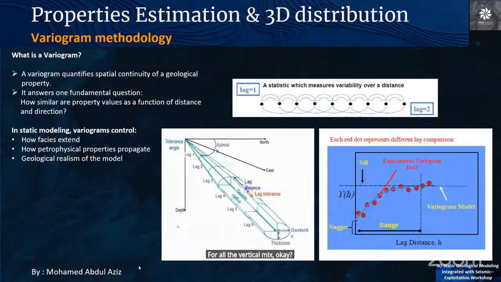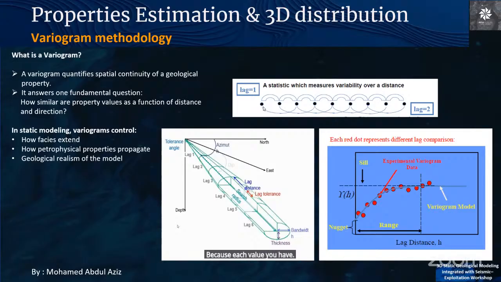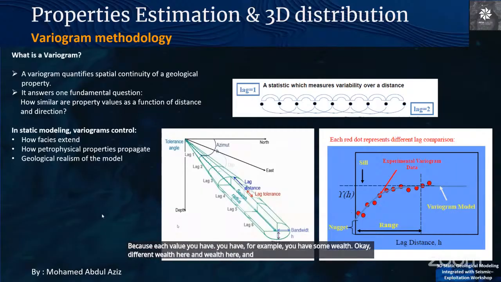So now let's go to the critical point here, which is the variogram methodology. The variogram will answer fundamental questions for you: how similar are probability values as a function of distance and direction? Because for each value you have, for example, you have some wells, different wells here and here and here, and what about the variance distance between each other?